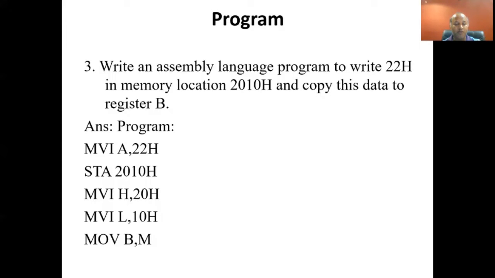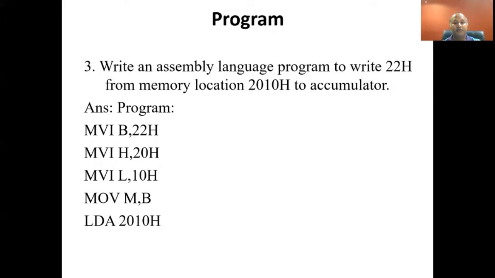Now MOV B, M. That means the data from the location referred by HL register pair will be copied to register B, and the address referred by HL register pair is 2010H. The data at this location is 22H. It is copied to register B.